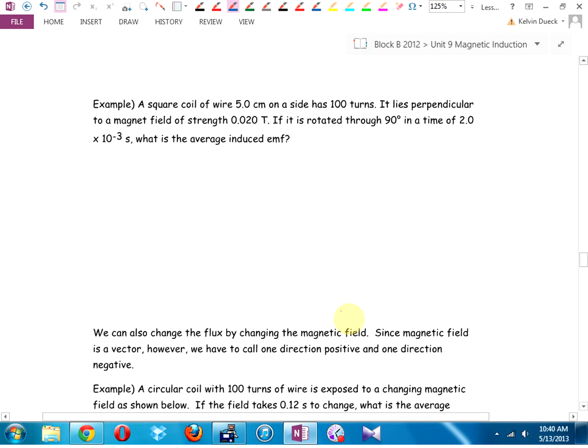A square coil of wire, 5 centimeters on a side, has 100 turns. It lies perpendicularly to a magnetic field of strength 0.02 teslas. It's rotated through 90 degrees in a time of 2 times 10 to negative 3 seconds. What's the average induced EMF? You know what? They want me to find induced voltage.